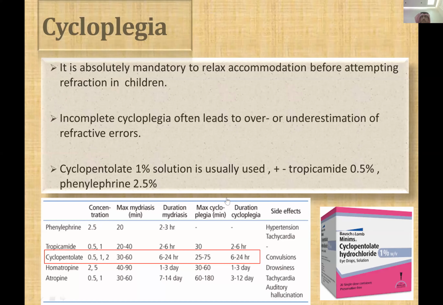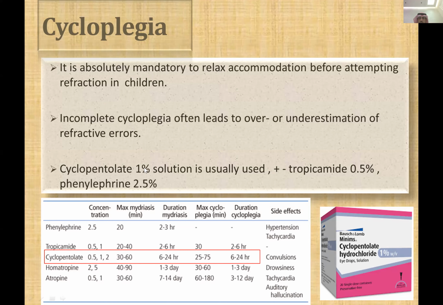Every clinic should do cycloplegia for every child patient, because children have a low cooperation rate, and because they have good accommodation. So if you don't do cycloplegia, in most cases you will end up with a wrong prescription. It's absolutely mandatory to relax accommodation before attempting refraction. In children, incomplete cycloplegia often leads to over or underestimation.